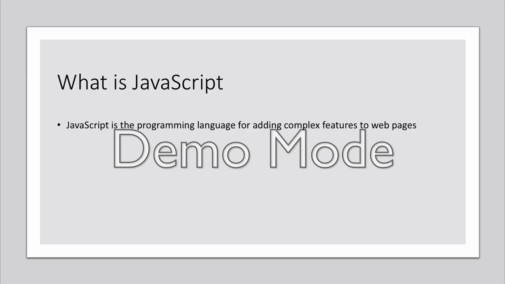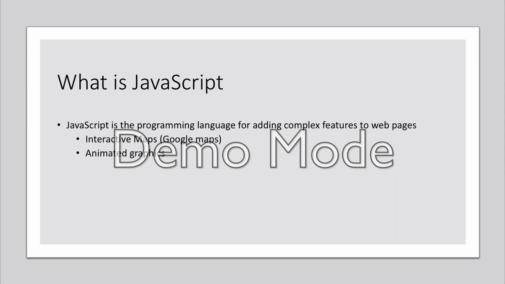So, what is JavaScript? JavaScript is the programming language for adding complex features to web pages. Some people say JavaScript is the programming language of the web. All those interactions and features that we see on certain web pages are developed using JavaScript. For example, your Google Maps, all those interactive maps that we use, there's a lot of JavaScript code behind that, making it very interactive to use. Animated graphics, if you have seen some really cool graphics online, a lot of them are developed with JavaScript.